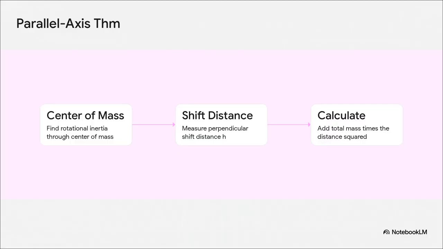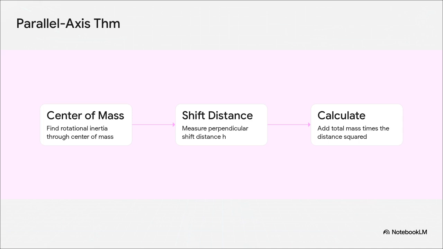And that brings us to a brilliant mathematical shortcut called the parallel axis theorem. If you shift your axis of rotation away from the center of mass, you don't have to recalculate the inertia from scratch using a bunch of complex calculus. It's just a simple, step-by-step algorithm.